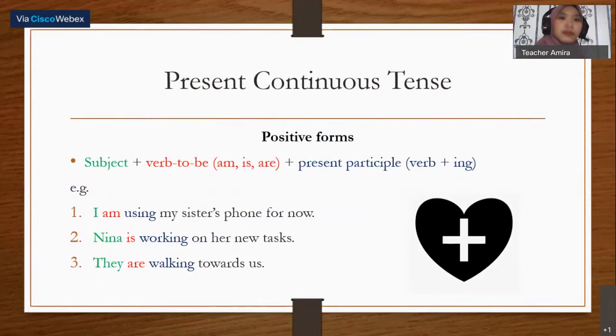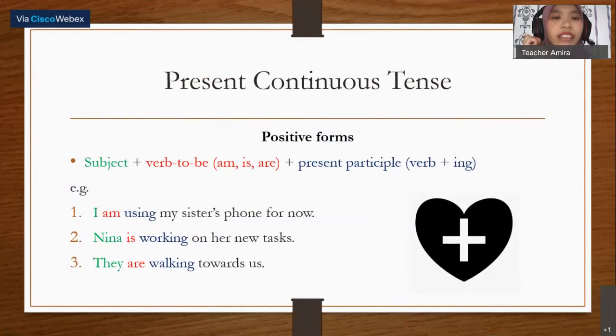Okay, let's take a look at the examples that I have provided for you. This one: I am using my sister's phone for now, because my phone is broken. No lah, I'm not using my sister's phone. But in this sentence, I am using my sister's phone for now. I is the subject. The word am is only used for I. You cannot use we am, you cannot use she am. It's only specifically for I. I am special. So I am using my sister's phone for now. I am talking to you right now.